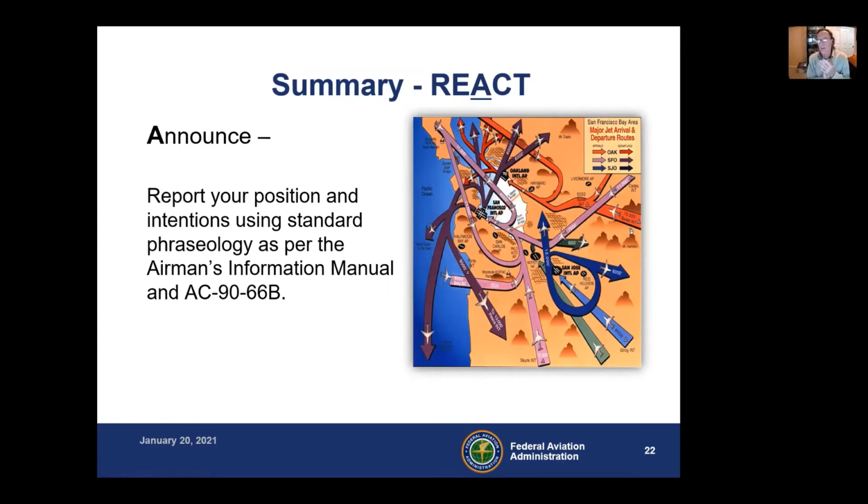As we go on to a summary for REACT, we have announce: report your position and intentions using standard phraseology as per the Airman's Information Manual and Advisory Circular 90-66B. If you don't have AC 90-66B, you can Google it and look it up. I tell you what, a lot of great information in there. So again, announce using standard phraseology. All aircraft should monitor CTAF. The Air Safety Foundation, from a previous slide, recommends carrying a handheld transceiver if you do not have a radio in your airplane.